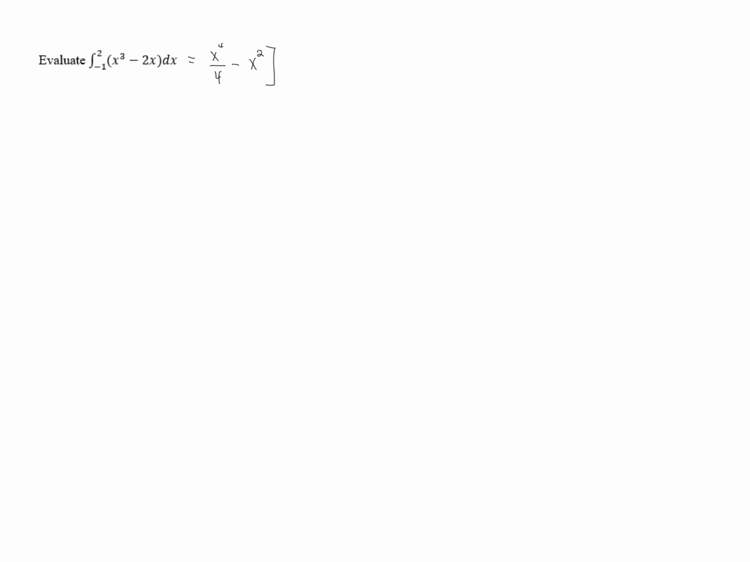And then we have to evaluate this at -1 and 2. So first we'll evaluate this at 2. It's going to be 2 to the 4th over 4 minus 2 squared. Then we have to subtract what we get when we evaluate this at -1. So -1 to the 4th over 4 minus -1 squared.